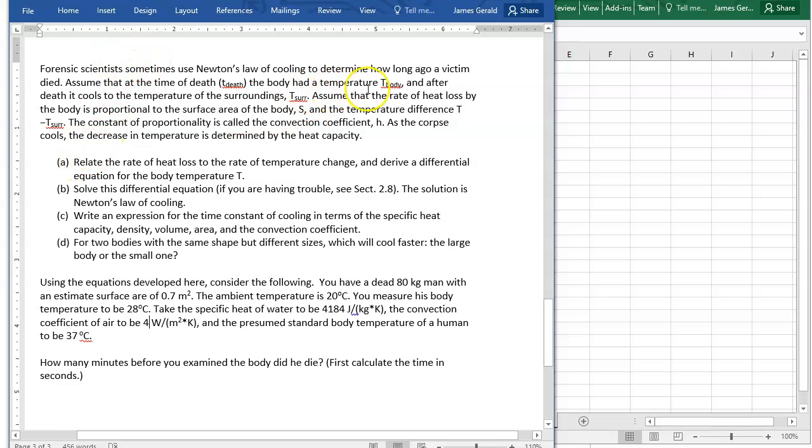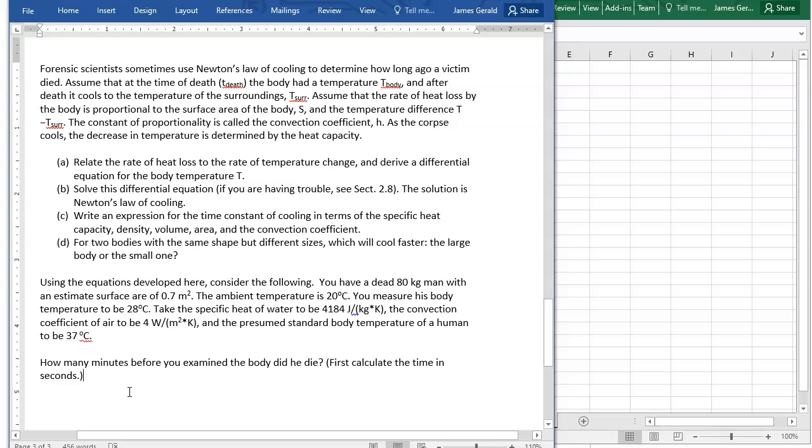What do we have? The rate of heat loss by a body is proportional to the surface area of the body, S. Okay, and we know the T body, we know T surroundings. We're looking for the time of death. Temperature difference is going to be T minus T surround. All right, so that's what we're proportional to. We have a convection coefficient H, right? And that's the proportionality constant. And so we have to relate the loss of heat to temperature change and derive the differential equation of the body.